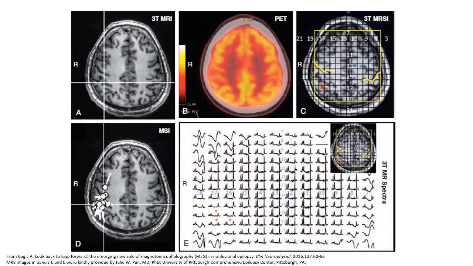In panel D, there are positive findings from an MSI study, which indicates significant cerebral dysfunction and epileptic activity seen in the right inferior parietal lobe. In panels C and D, a 3 Tesla MRI spectroscopy was performed, indicating a significant metabolic abnormality in the right inferior parietal lobe. The yellow lines seen on the scout images in panels C and E outline the estimated position of the central sulcus.